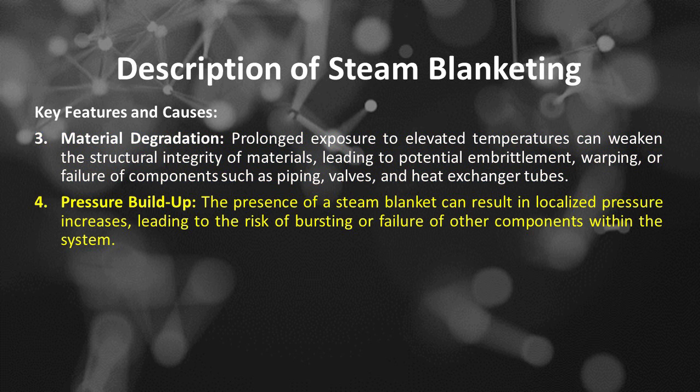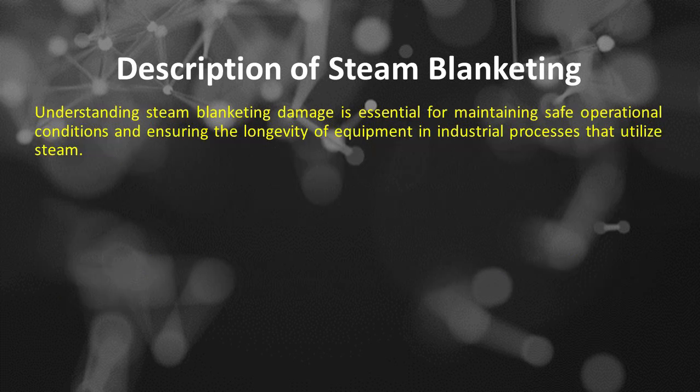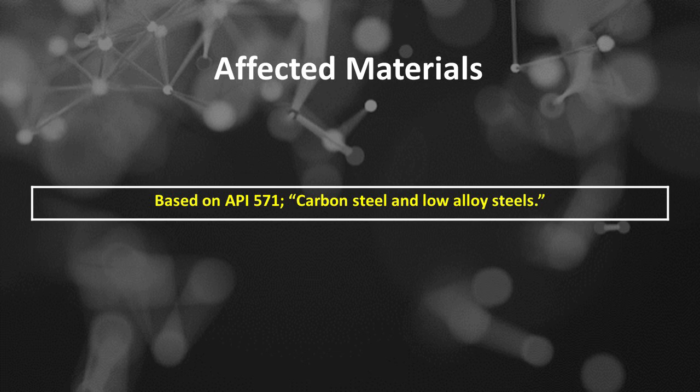Number 4 is pressure buildup. The presence of a steam blanket can result in localized pressure increases, leading to the risk of bursting or failure of other components within the system. Number 5 is corrosion. In some cases, high temperatures may also accelerate corrosion processes, especially if residual moisture or non-condensable gases are present in the system. Understanding steam blanketing damage is essential for maintaining safe operational conditions and ensuring the longevity of equipment in industrial processes that utilize steam.